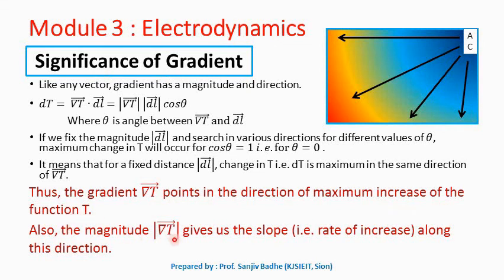So the magnitude of this gradient t will also give us a slope. That means the rate of change, the rate of increase along this particular direction. So this is the significance of gradient. What is the direction of gradient of t? It always points in the direction of maximum change in the value of function t. In which direction the change is maximum, that is indicated by gradient of t.